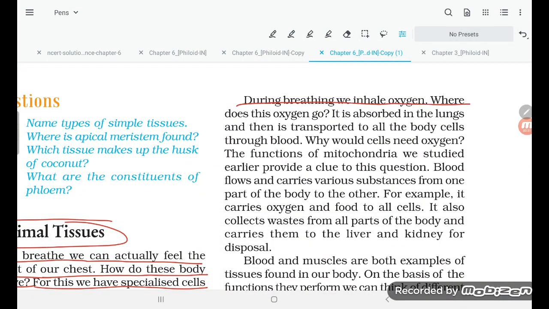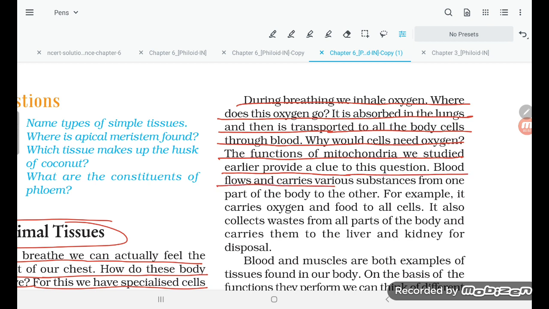During breathing, we inhale oxygen. Where does the oxygen go? It is absorbed in the lungs and then it is transported to all the body cells through the blood. Why would a cell need oxygen? The function of the mitochondria we studied earlier provides a clue to these questions.